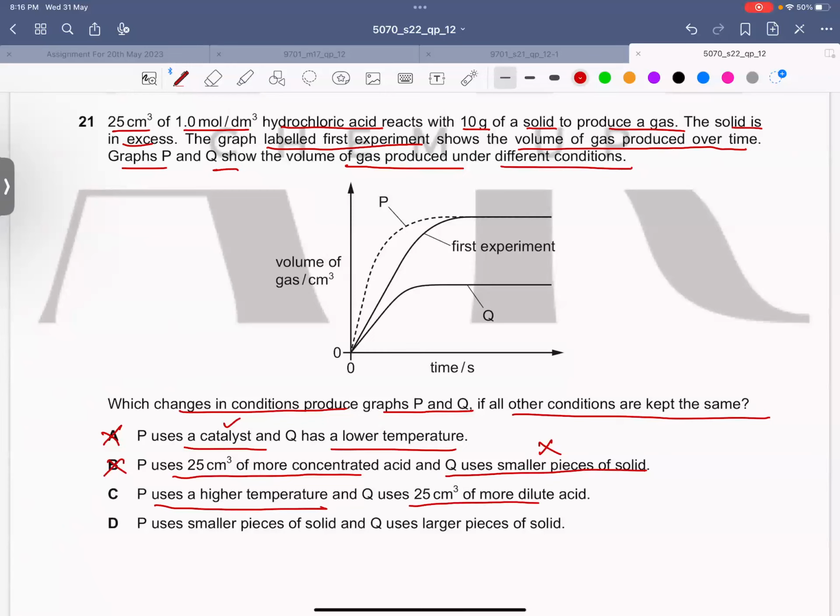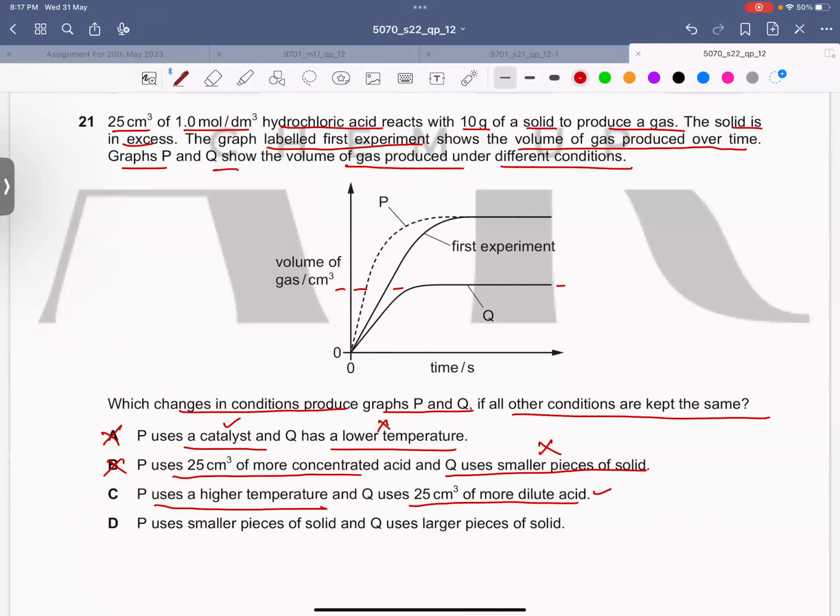Q uses 25 centimeter cube more dilute acid. Yes, this can be possible if the acid is dilute. And they said that the rest of the things are constant, so we are using the same volume of diluted acid. If we are using the same volume of the diluted acid, then there will be a lesser number of moles of acid. Yes. So there is a lesser number of moles. That's why we are getting a lesser amount of gas. So this can be the correct one.